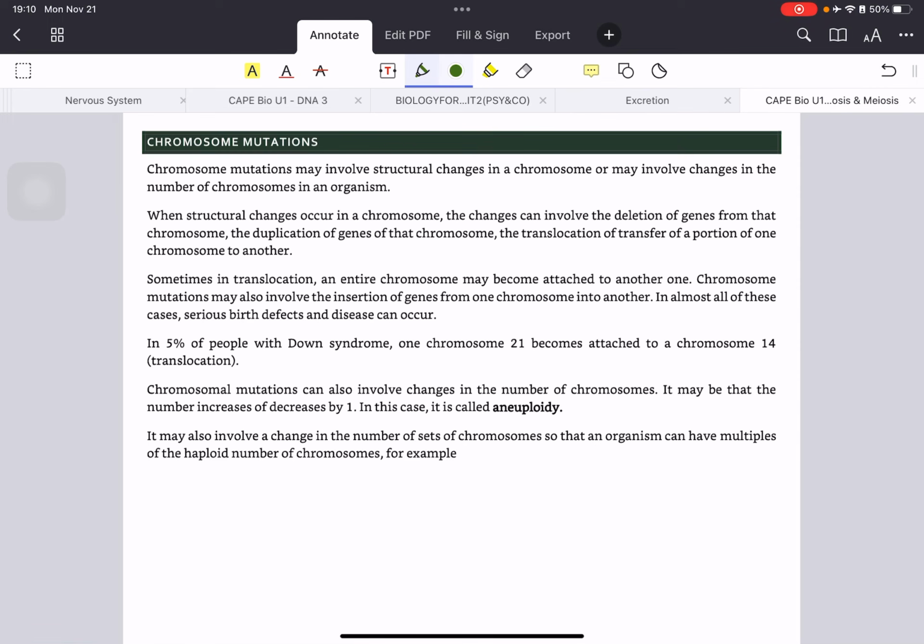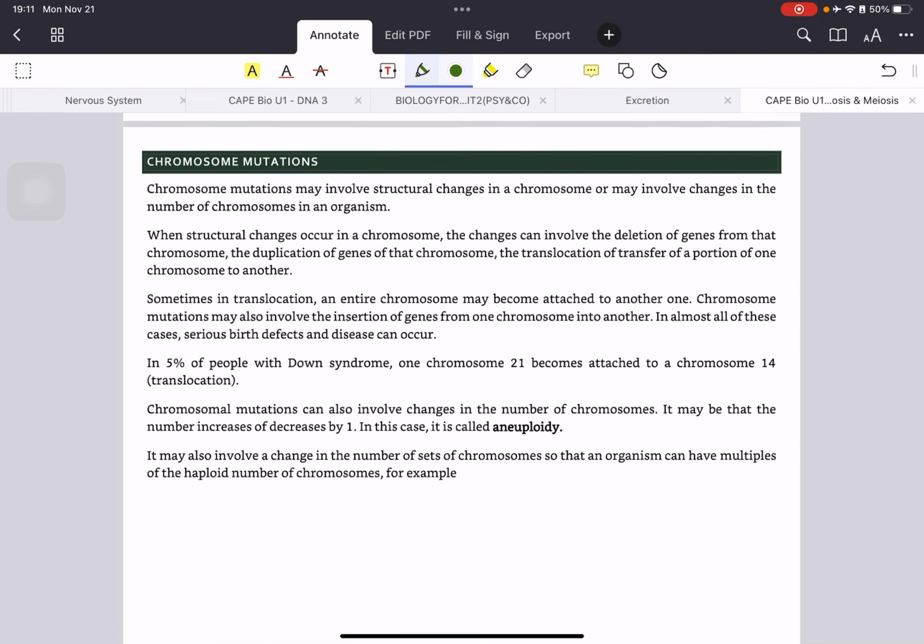So sometimes an entire chromosome may become attached to another one, right? So this is seen in Down syndrome, where there are 3 copies of chromosome 21, okay? So chromosomal mutations can also involve changes in number, so it's called aneuploidy. So in Down syndrome, we call it triploidy because there are 3, okay? It may also involve a change in the number of sets of chromosomes.